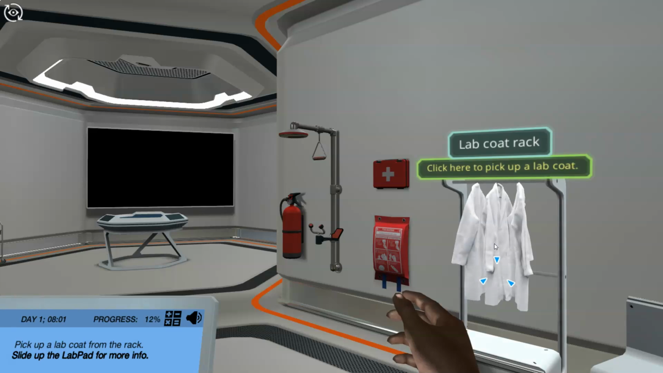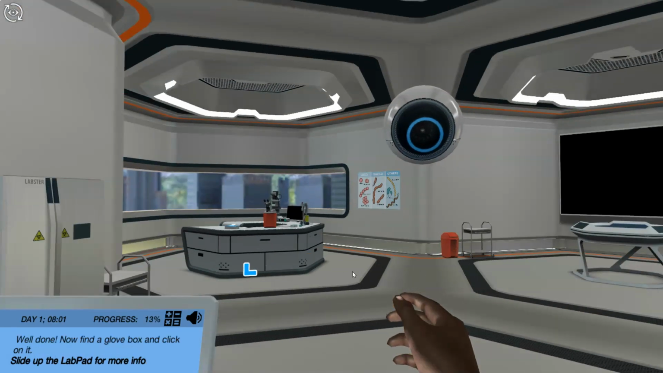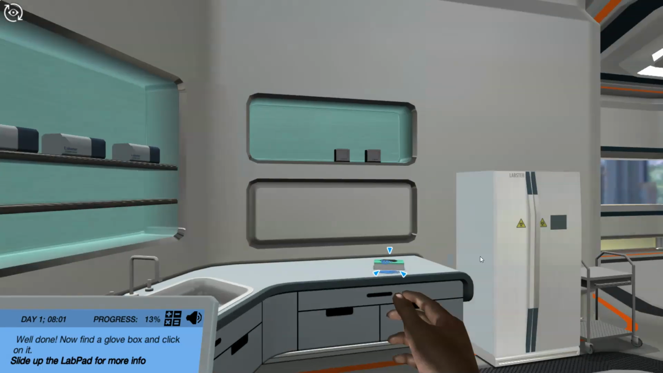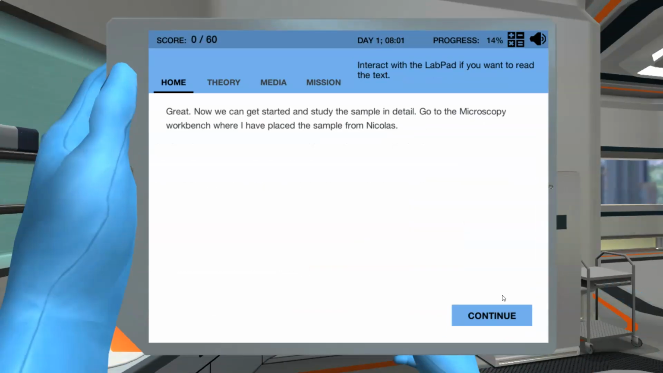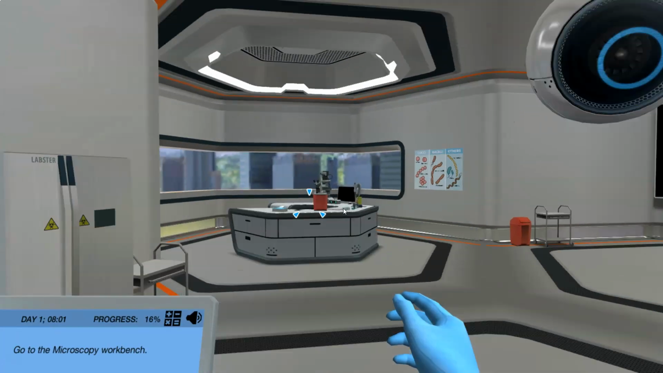Slide up the lab pad for more info. Well done. Now find a glove box and click on it. Slide up the lab pad for more info. Great. Now we can get started and study the sample in detail. Go to the microscopy workbench where I have placed the sample from Nicholas.